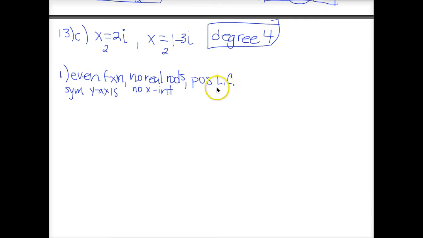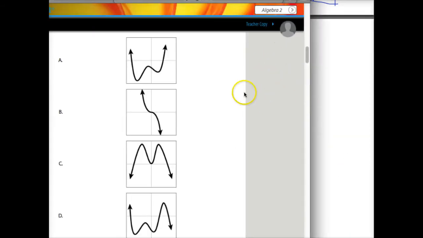A positive leading coefficient means that its end behavior either looks like this if it were even degree, or looks like this if it were odd degree. So I look at my choices, and first thing, it has to be symmetric about the y-axis. Well, this isn't, this is.